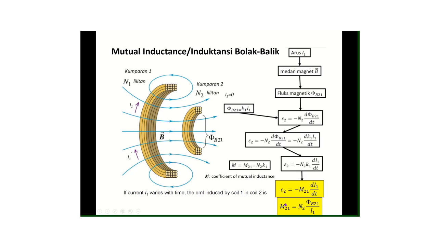And how do we calculate the value of the coefficient of mutual inductance? Here M21 is N2 K1, and K1 is magnetic flux B21 over I1. If we substitute the value of K1 into this formulation, then M21 is equal to N2 times flux B21 over I1. So here we can obtain the value of the induced EMF and also the mutual inductance.